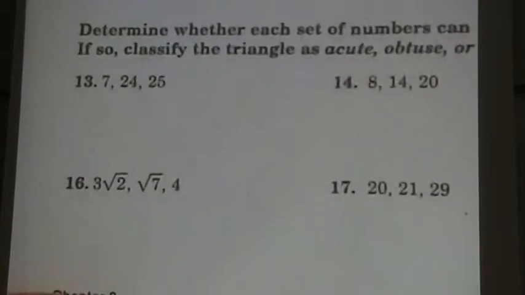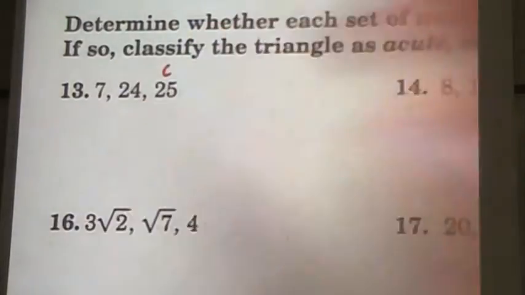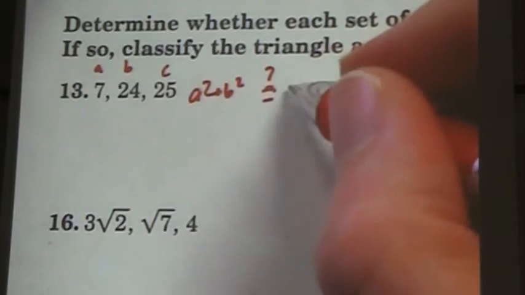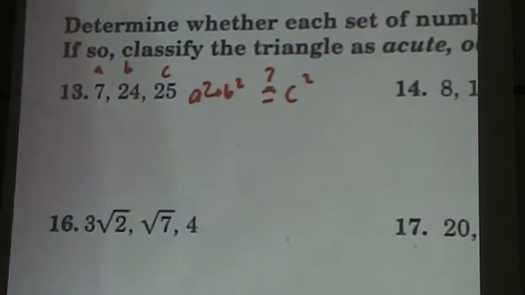I want to hop to some classification problems. So these guys, you're figuring out if it's acute, obtuse, or right. So C is always going to be your biggest side. Okay. The other two, it doesn't really matter. So I can go a squared plus b squared, and we're not really sure how it's related to c squared. If it's equals, we know it's right.